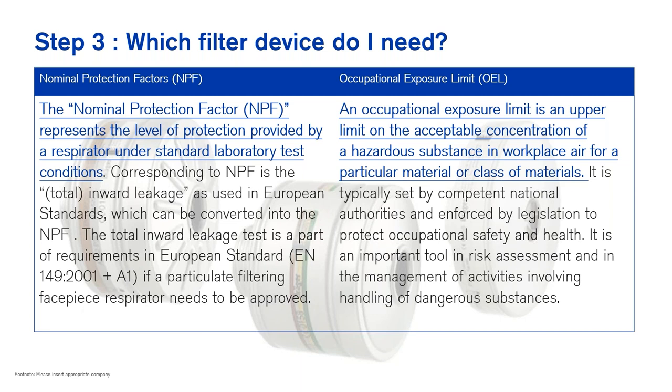Next we need to know what we call the occupational exposure limit. The concentration and the limit value of the contaminants are required in order to determine the minimum protection factor. And this limit value is what we call the occupational exposure limit of the substance. It is the concentration of a specific airborne substance, averaged over a reference period, that shows no evidence of being hazardous to the health of those exposed to it at that concentration on a daily basis.